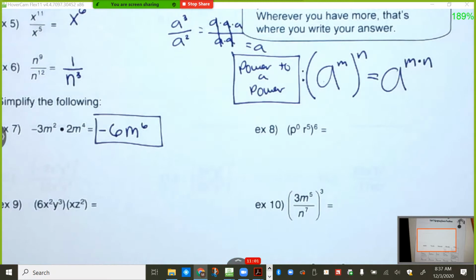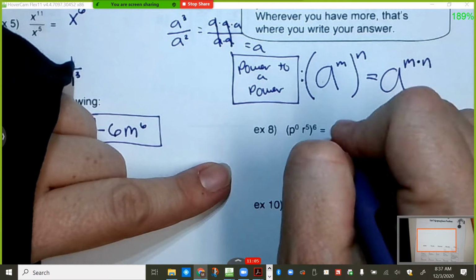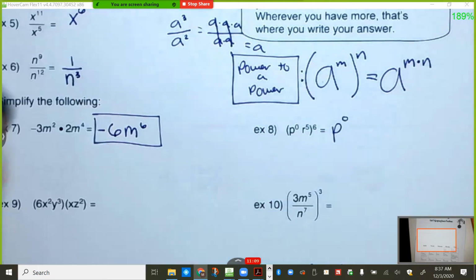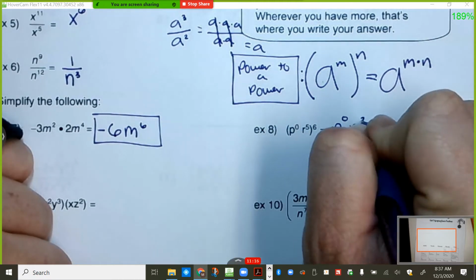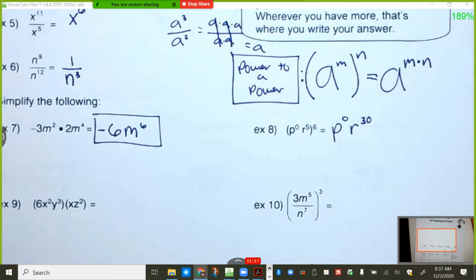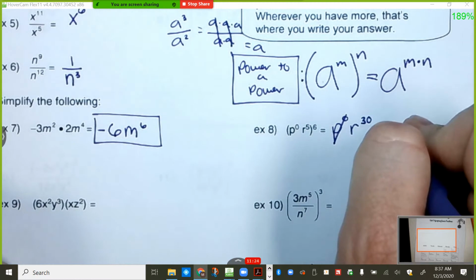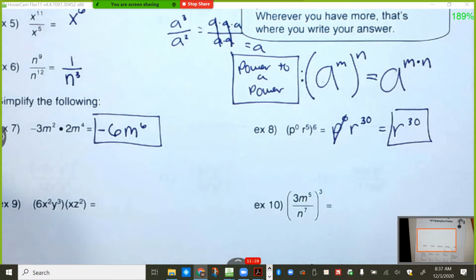Okay? So here, what's 0 times 6? Isn't it still just 0? Right? Anything times 0 is 0. And what's 5 times 6? 30. What's anything to the 0 power? So isn't it just 1? What's 1 times r? It's just r to the 30. Does that make sense?